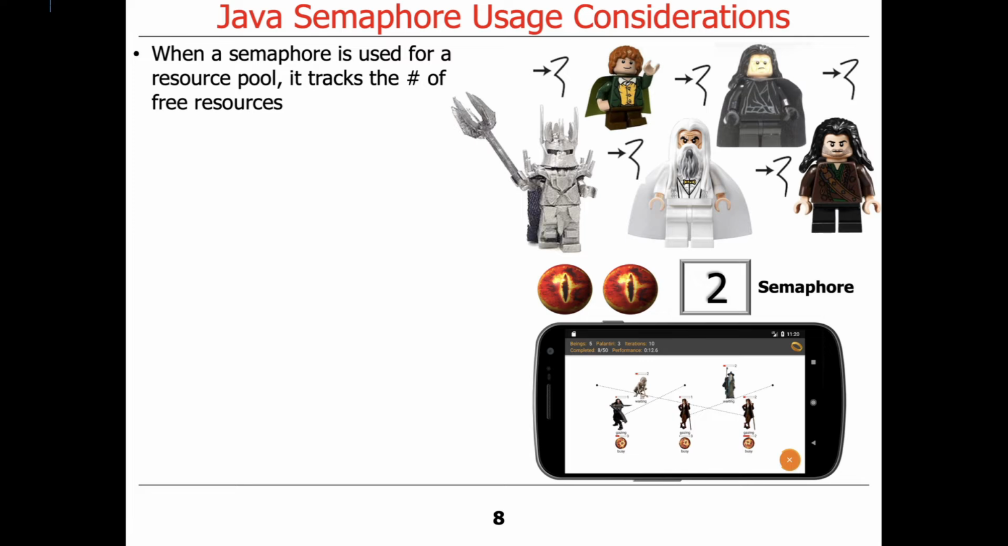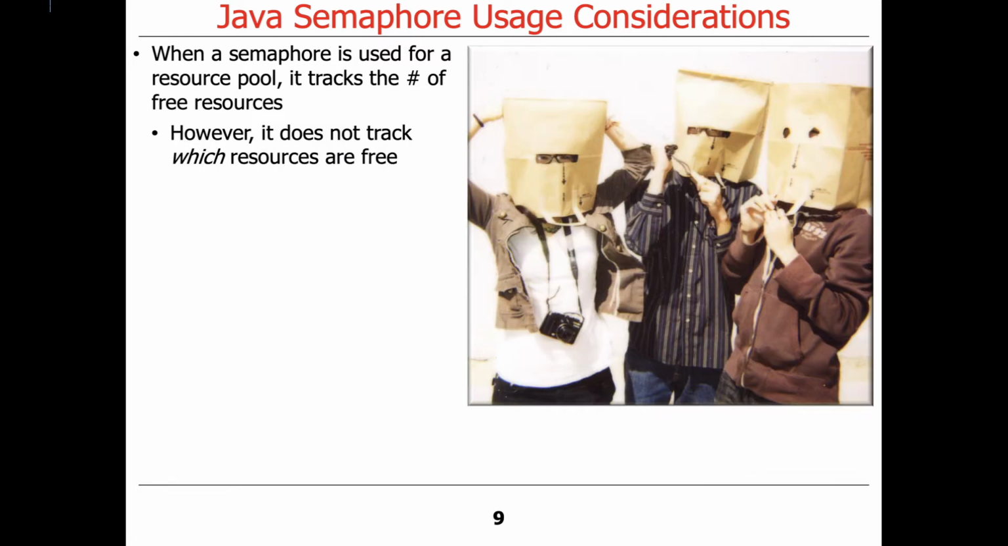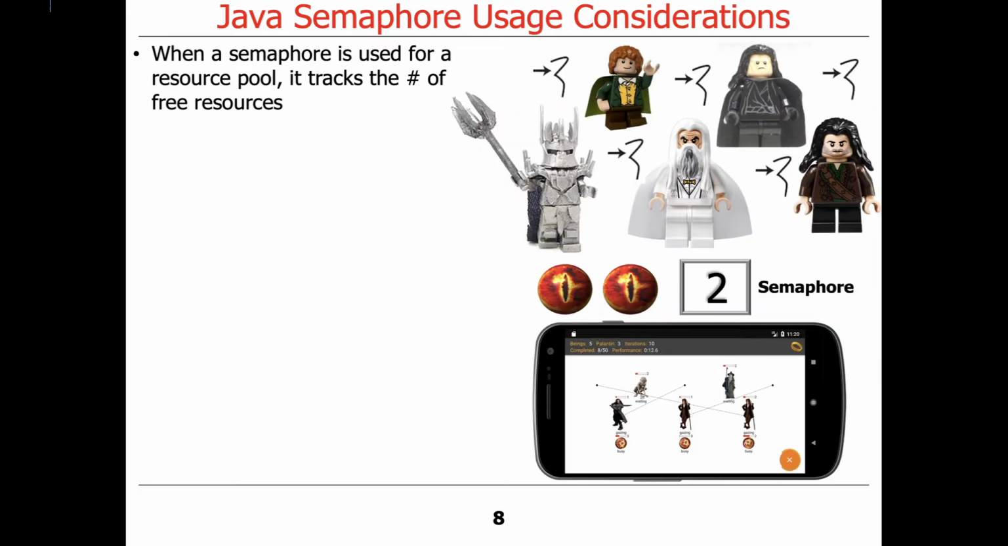When a semaphore is used for a resource pool, it tracks the number of free resources. And this goes back to a discussion we just had when we were talking about mediating access via a semaphore. It just tracks the number of free resources. However, it doesn't track specifically which resources are free. So think back to the example we talked about before. The semaphore is used to make sure that only n threads are accessing n resources in the resource manager, in the Palantir manager. But the semaphore doesn't know which particular Palantir are available.